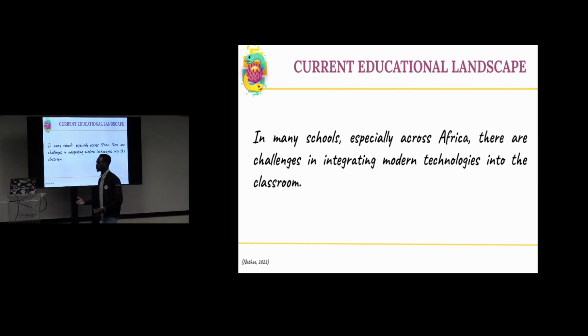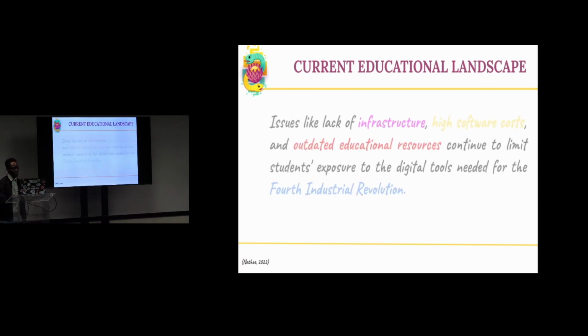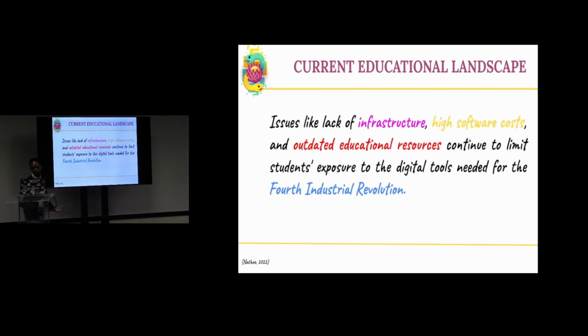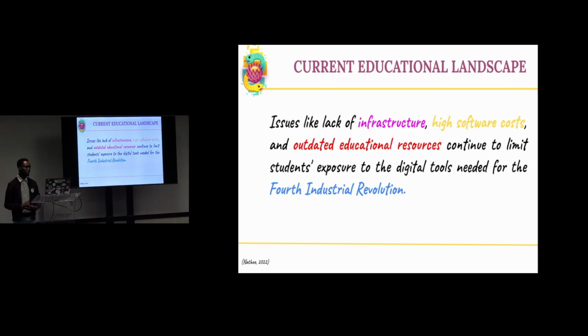But we have platforms like open source foundations and open source software, which we can utilize and integrate into the classroom so that we can build an equitable and quality education for the learners. These modern technologies are widely available, but they are not adopted. So the issue is, why are they not adopted? There are issues like infrastructure, high software costs, and also some outdated educational resources, which are the reason why so many students do not have exposure to these digital tools, which are needed for the fourth industrial revolution.